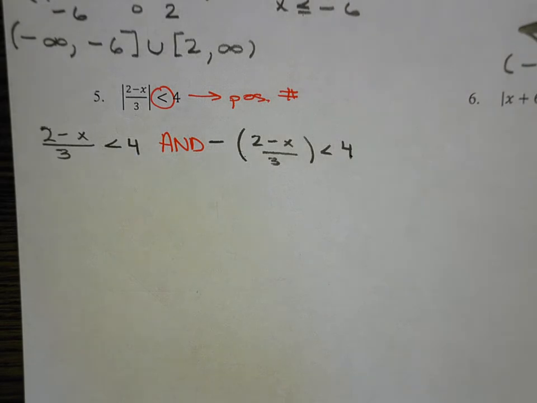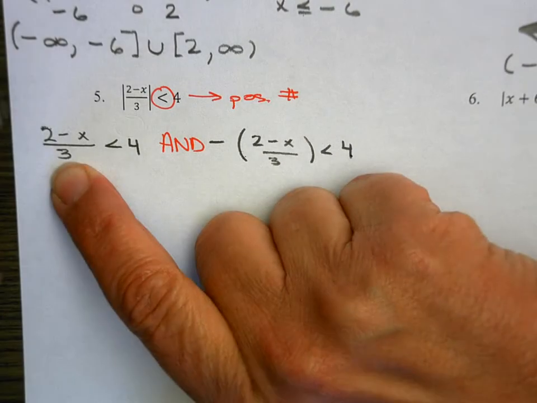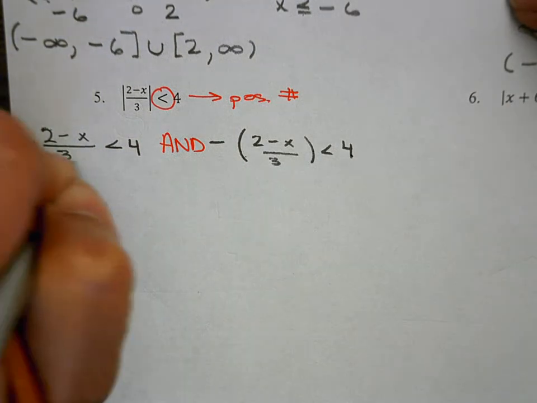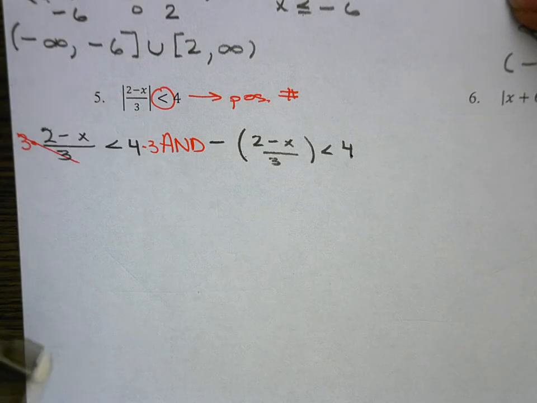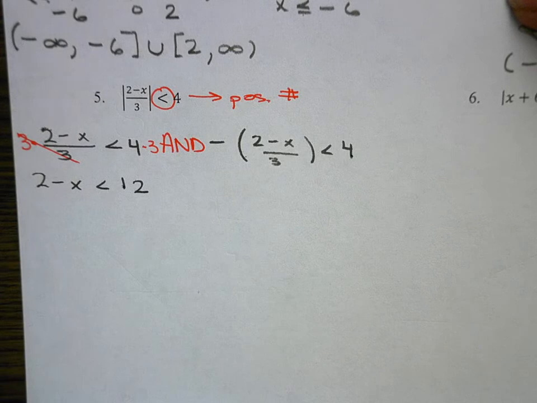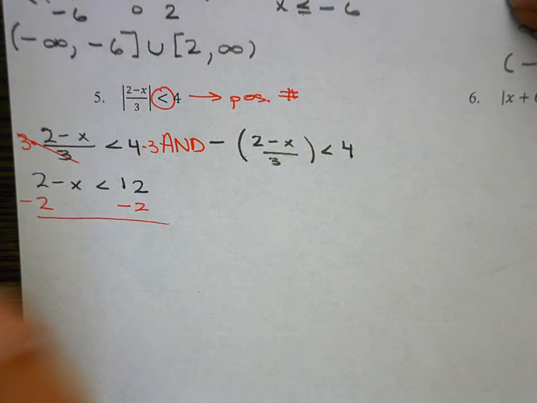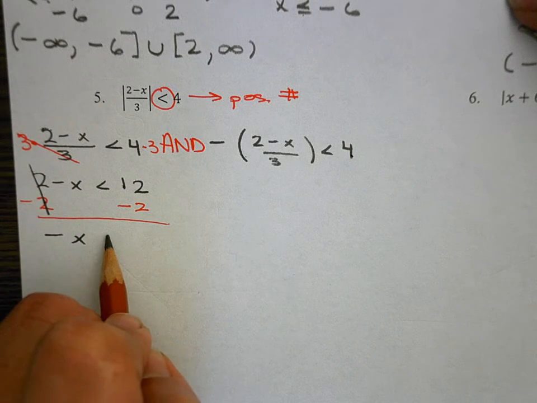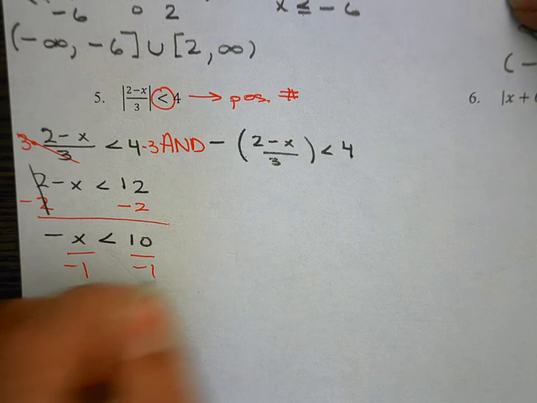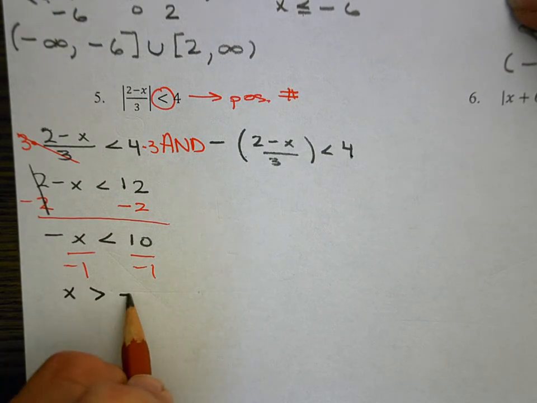So the first thing I'm going to do is get rid of this divide by 3, because the whole thing is divided by 3. So I'm going to multiply both sides by 3. Three times 4 is 12. And then I want to subtract 2. And then divide by -1. So I just divided by a negative, so whenever I divide by a negative, I want to switch that inequality. So x is greater than -10.